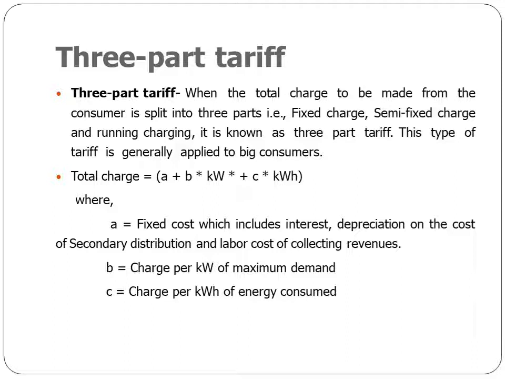Total charge is equal to A plus B × kW plus C × kWh, where A is equal to the fixed cost, which includes interest, depreciation on the cost of secondary distribution and labor cost of collecting revenues. B is equal to the charge per kilowatt of maximum demand, and C is equal to the charge per kilowatt hour of energy consumed.